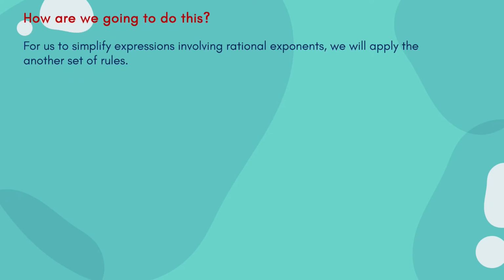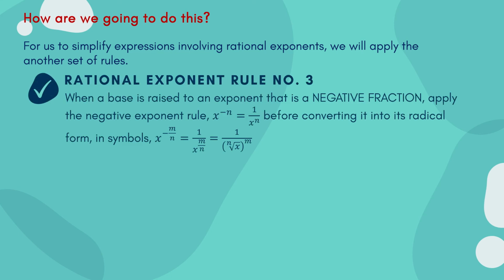So, how are we going to do this? For us to simplify expressions involving rational exponents, we will apply another set of rules. As I've said, we make use of the negative exponent rule. Rational exponent rule number 3. When a base is raised to an exponent that is a negative fraction, apply the negative exponent rule, which states that in symbols, base x raised to negative exponent n is equivalent to 1 over base x raised to positive exponent n before converting it into its radical form.